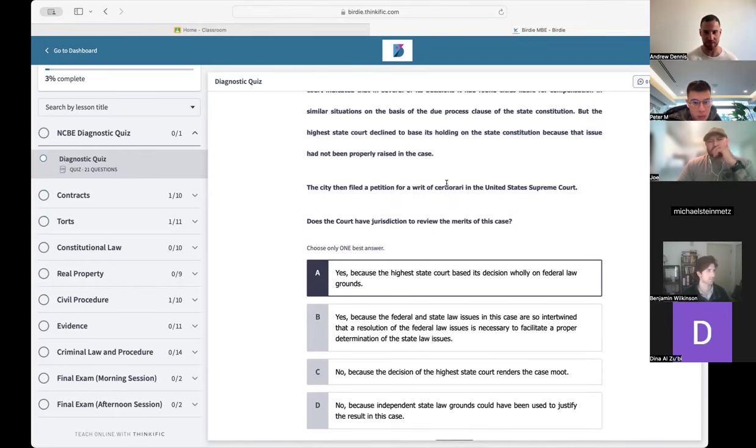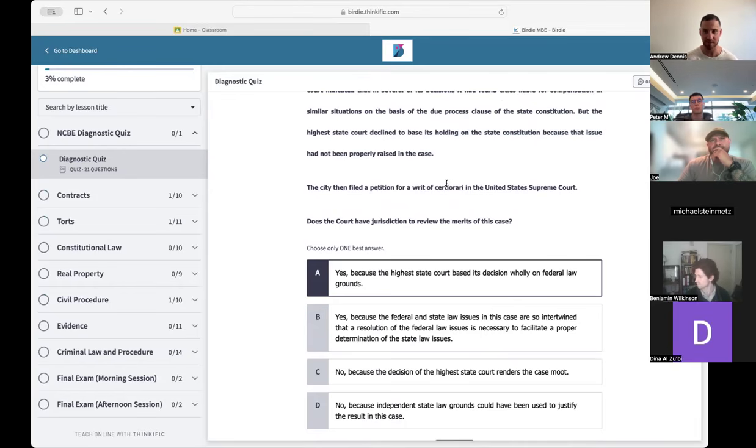This highest state court based its decision wholly on federal grounds. That's true. Yes, because the federal and state law issues in this case are so intertwined that a resolution of the federal law issues is necessary to facilitate a proper determination of state law issues. I don't think it's an intertwinement issue.